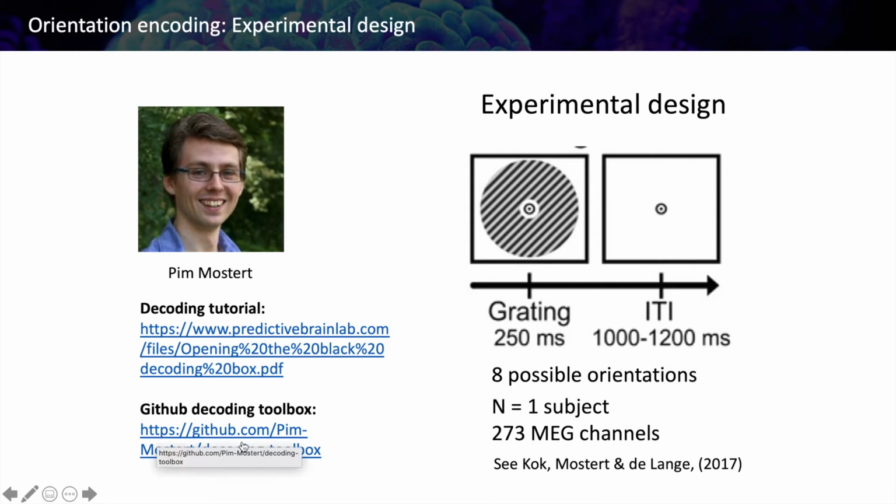At the same time, I have used data that he originally used to illustrate how to use the forward encoding models. Okay, and this data consists, if I'm not mistaken, in the presentation of different gratings, and these gratings could have one of 8 orientations, and they are presented for 250 milliseconds. Then there is some resting period, and then another stimulus is presented. The data belong to just one participant, and we have 273 MEG channels that were recorded.